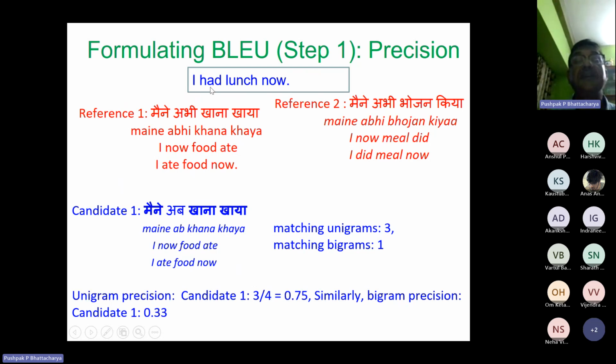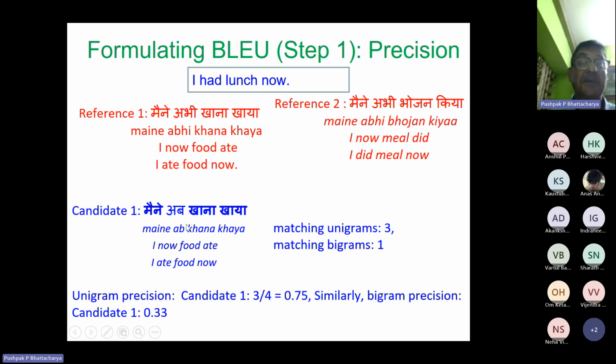So suppose I have this English sentence, "I had lunch now." There are two reference translations: मैंने अभी खाना खाया. मैंने अभी भोजन किया. Now you see, for any natural language sentence, multiple translations are possible, where structure varies and vocabulary varies. Both references are good. Now a machine produces the first candidate: मैंने अब खाना खाया. This is the candidate translation.